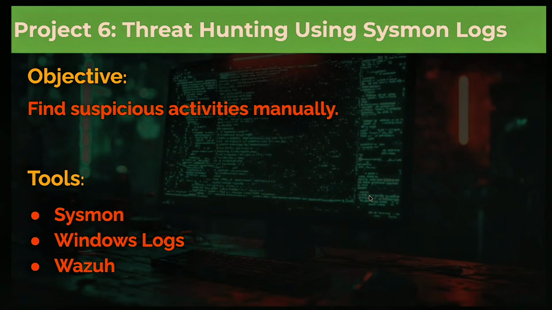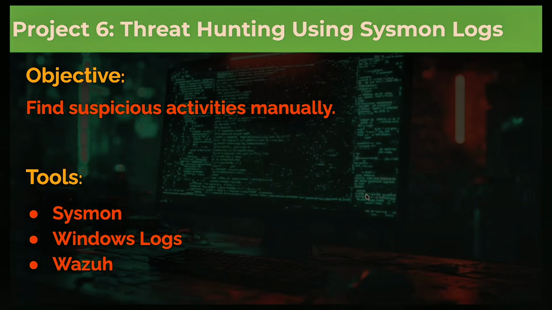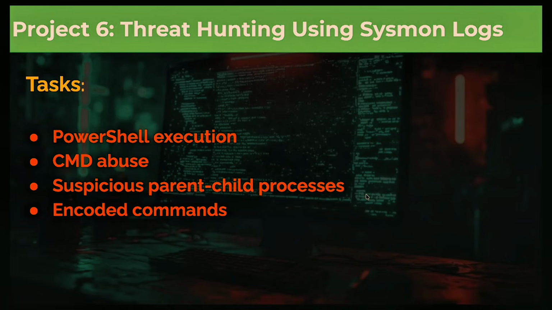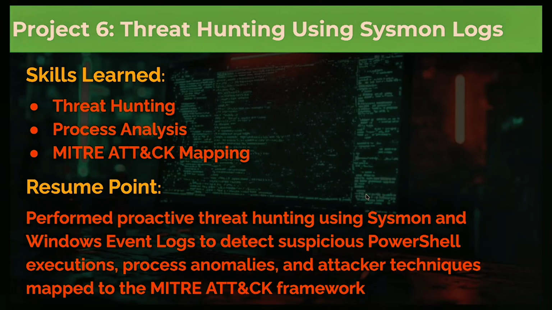Number 6, the sixth project is threat hunting using Sysmon. So install Sysmon on a Windows machine and generate activities such as PowerShell commands, command prompt executions, new process creation events. Then investigate the logs and look for suspicious patterns. You can also map your findings to MITRE ATT&CK techniques. Threat hunting is a skill that can significantly differentiate you from other entry-level candidates. And then you can add this on your resume.